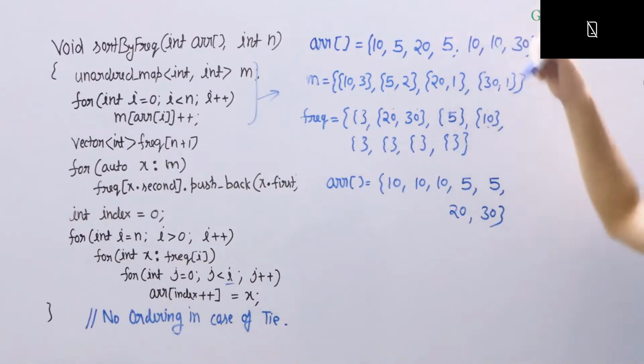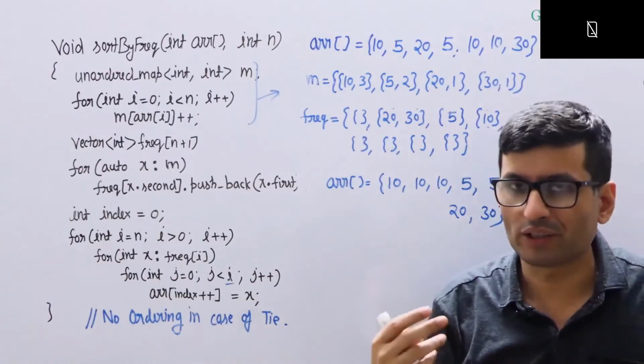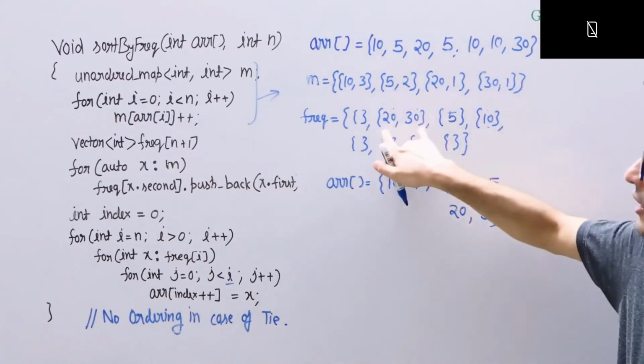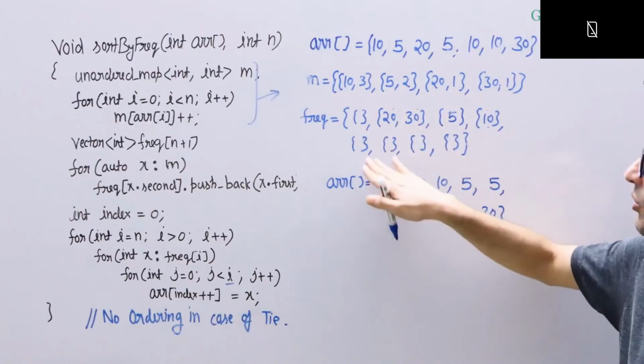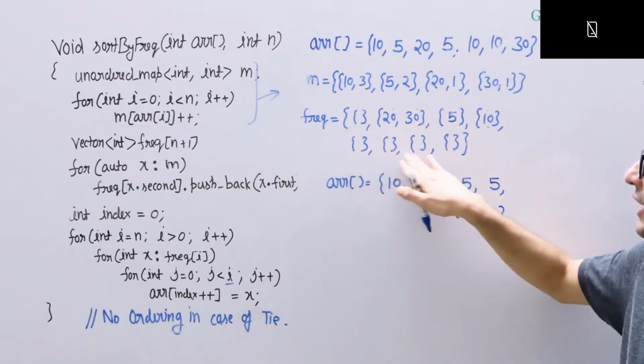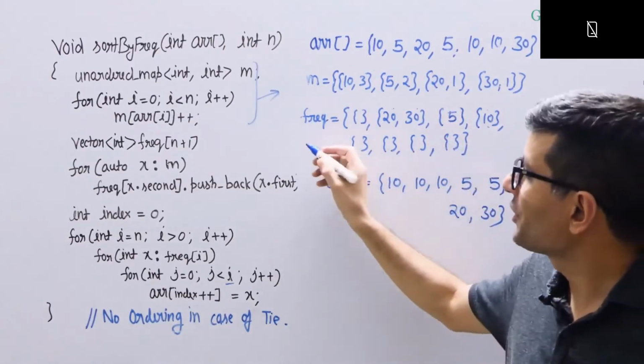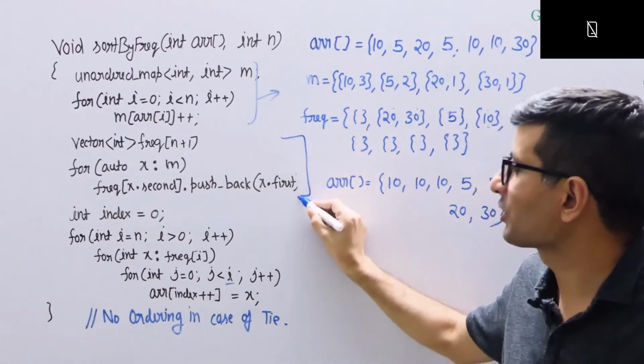Then 20 and 30 are two items for index 1. So they both go in a vector at index 1. And we do not have any item with frequency 4, 5, 6, 7. So this is our frequency array after we have processed the map.